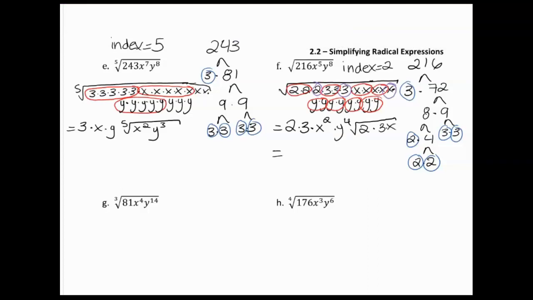So let's simplify this by multiplying. 2 times 3 is 6, x squared, y to the 4th. That's square root of 2 times 3 is 6, x. And that's my final answer.